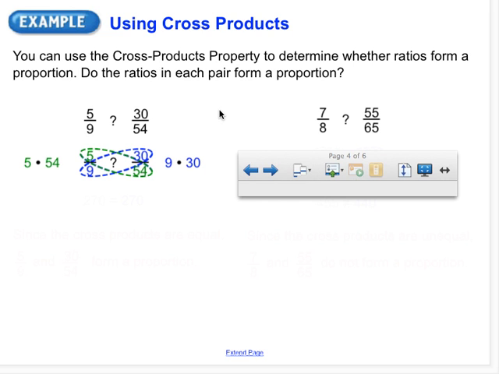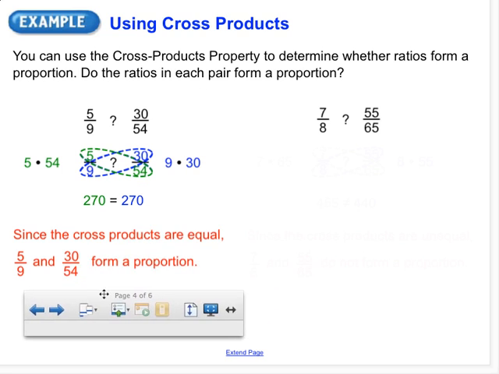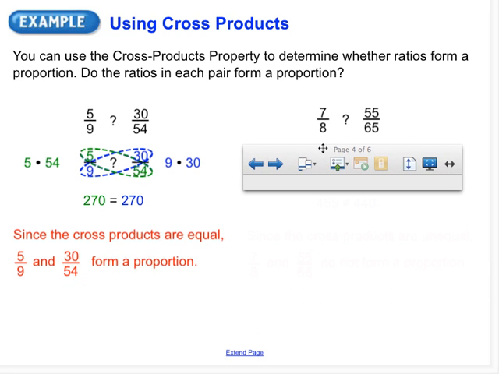Okay, so what did you get? I got 270. You got 270 for both of them? So what does that mean? It means that the two ratios form a proportion. Okay, next problem. Who's got the next one? Logan, can you go ahead and walk me through this one?